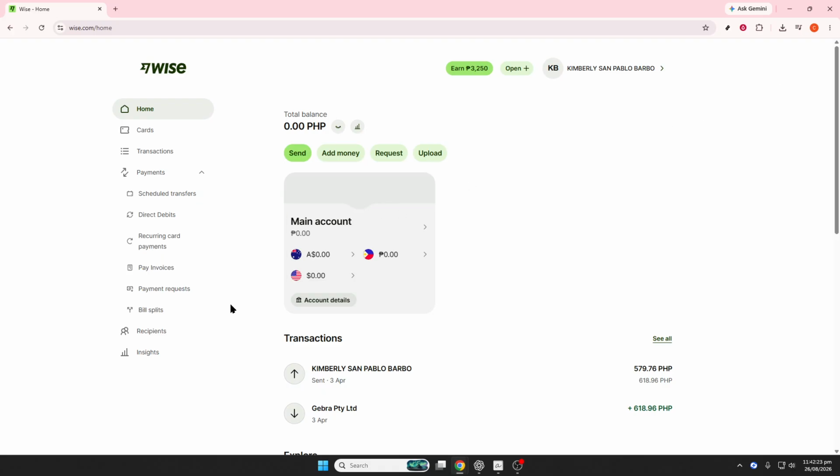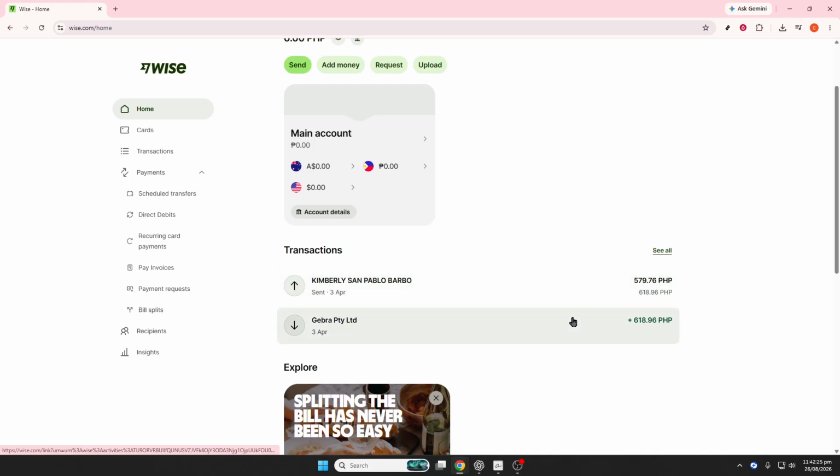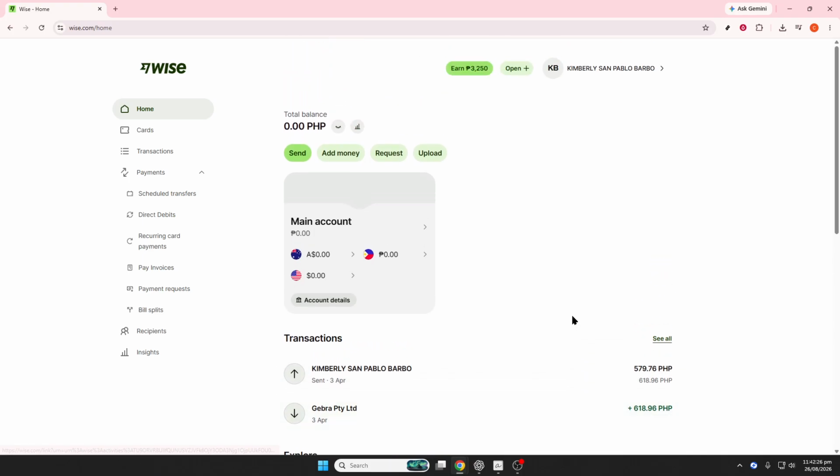As you review that screen, point out that Wise uses the mid-market exchange rate. That's important because instead of hiding extra cost inside a marked up exchange rate, Wise separates the fee so you can see it more transparently.